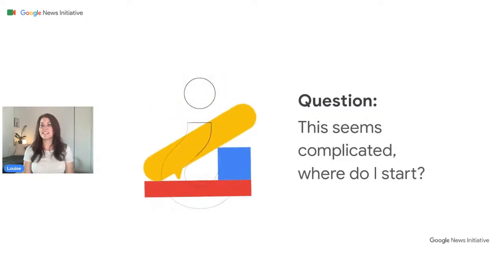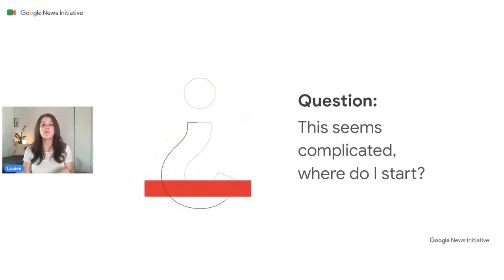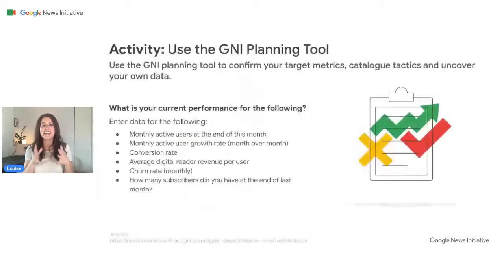So this does seem complicated. Where do I start? Well, don't worry, because we've got a fantastic tool for you, the GNI planning tool. Use this planning tool to confirm your target metrics, catalog tactics, and uncover your own data.